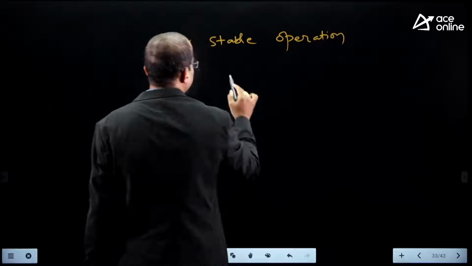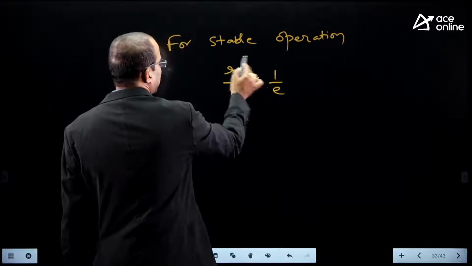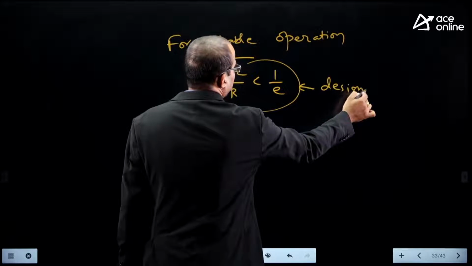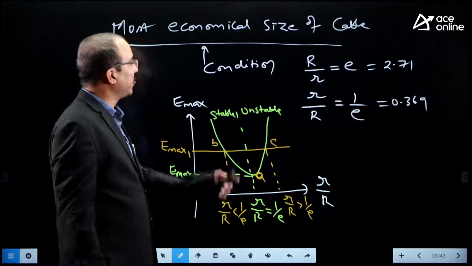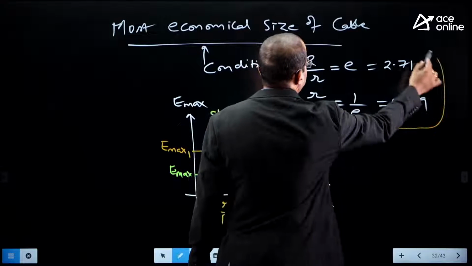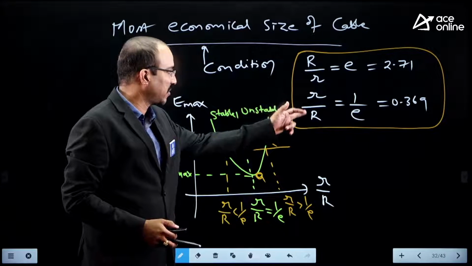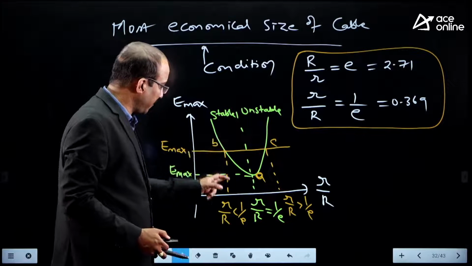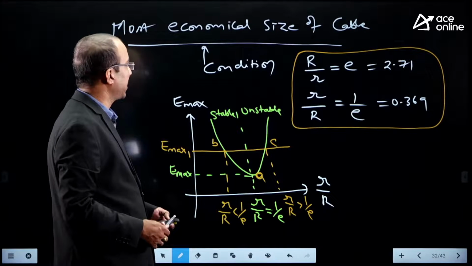at design stage, small r by capital R should be less than 1 by e. So this is at design stage. At the design stage, we desire to maintain that. And the most economical size of the cable you can get by using this: capital R by small r is equal to e, or small r by capital R is equal to 1 by e. For stable operation, we will maintain this condition, small r by capital R less than 1 by e.